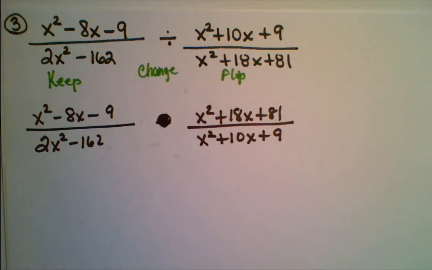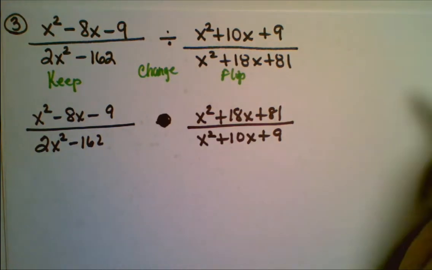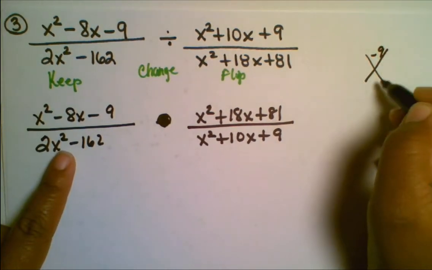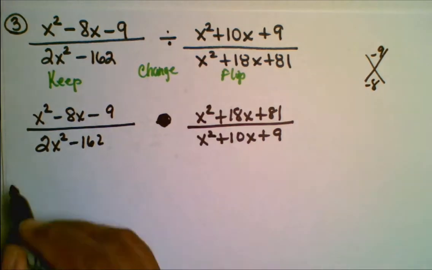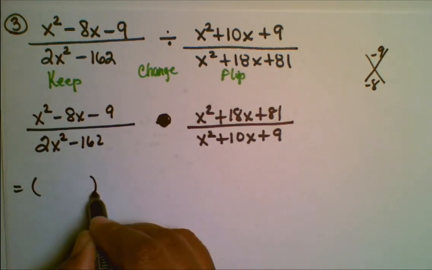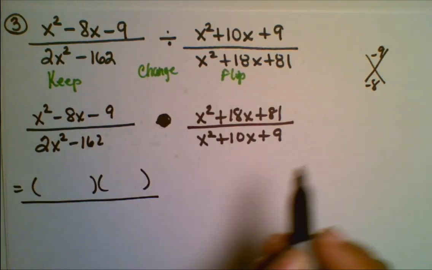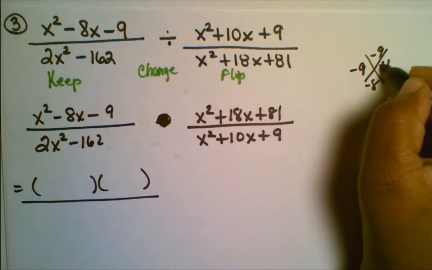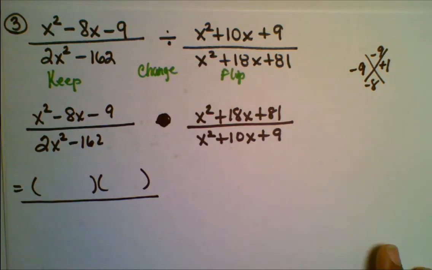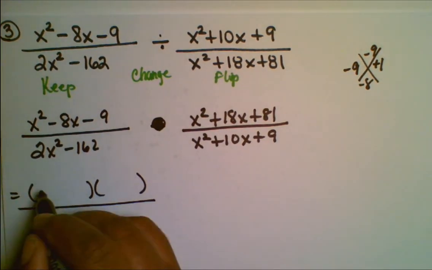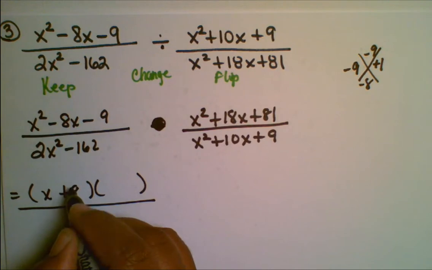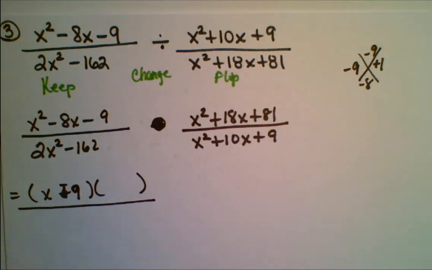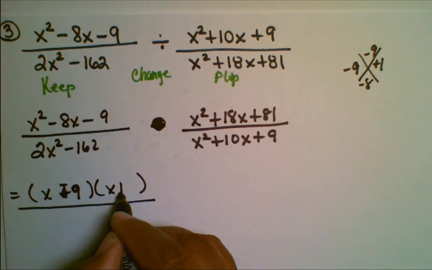So let's look at the first fraction, the numerator. What are factors of -9 that will add to give us -8? Think about that. So we're saying 9 and 1. 9 is negative, and the 1 is going to be positive. So we have x minus 9 times x plus 1.